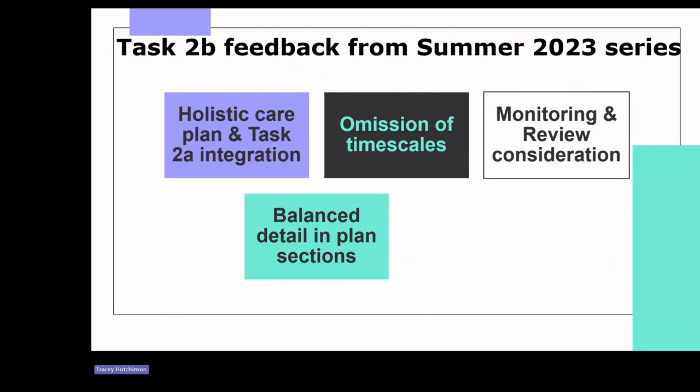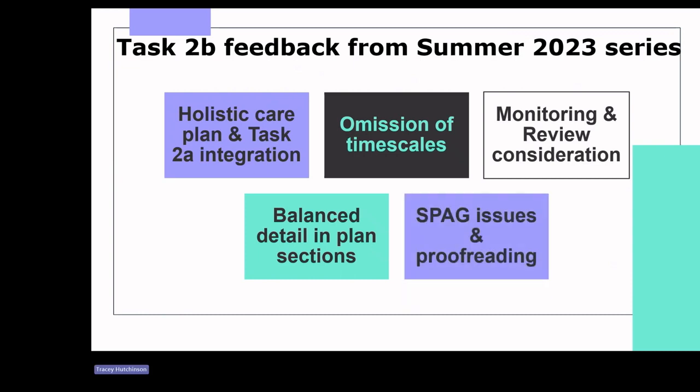Students often included more detail in the information sections of the plan and less detail in the plan itself. This imbalance restricted the number of marks attainable for this task. Many examples of work showed issues in spelling, punctuation and grammar. There was a lack of proofreading before submission, indicating a need for improved attention to written quality.